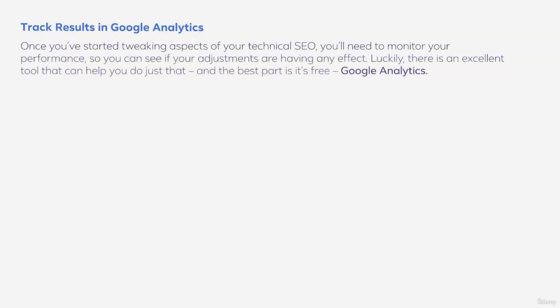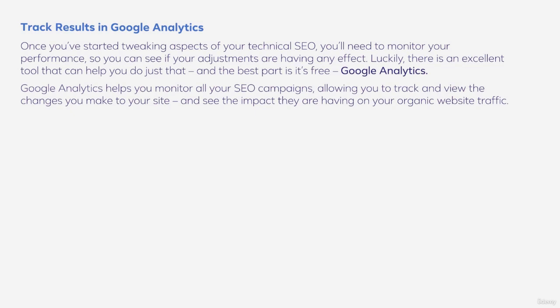Track results in Google Analytics. Once you've started tweaking aspects of your technical SEO, you'll need to monitor your performance so you can see if your adjustments are having any effect. Luckily, there's an excellent tool that can help you do just that. And the best part is, it's free. Google Analytics. Google Analytics helps you monitor all your SEO campaigns, allowing you to track and view the changes you make to your site and see the impact they're having on your organic website traffic.